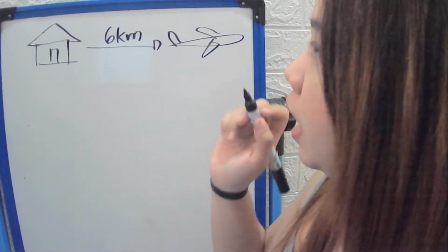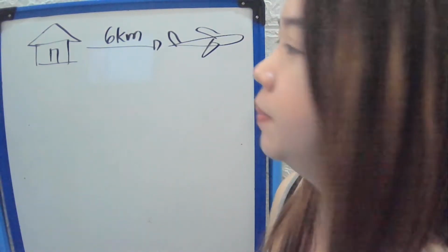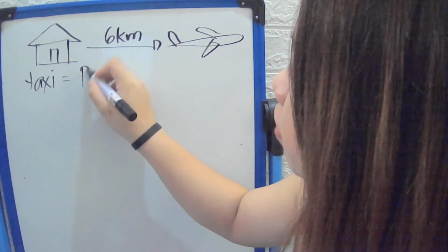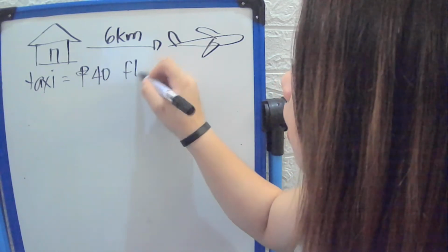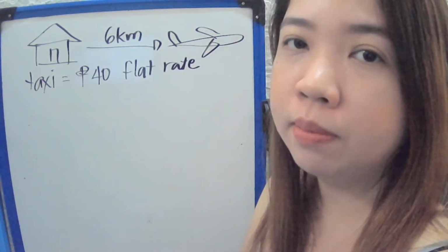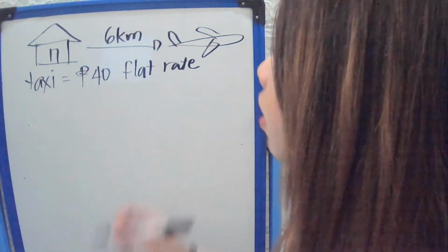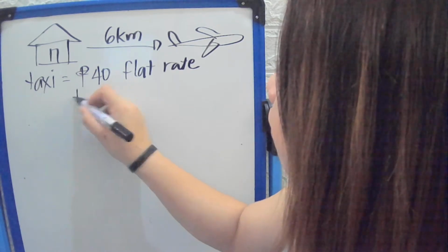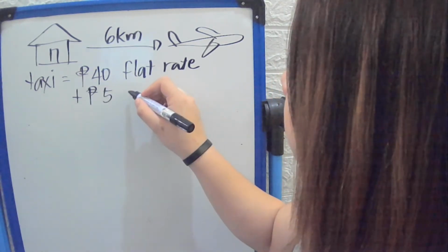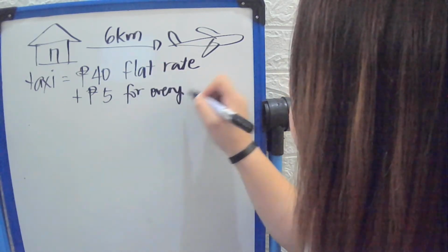And then, ang means of transportation lang na meron ka ay pagsakay sa taxi. Si taxi, merong 40 pesos na flat rate. Ano ibig sabihin ng flat rate? Ito yung amount na babayaran mo once na pumasok ka doon sa taxi na wala pang distance traveled. Okay. And then, for every 200 meters traveled, may babayaran ka na 5 pesos.